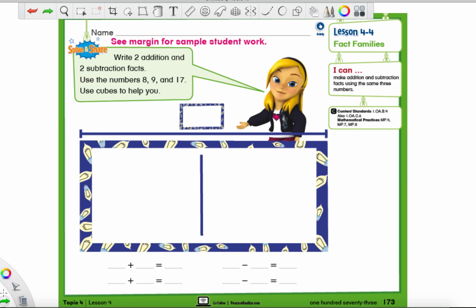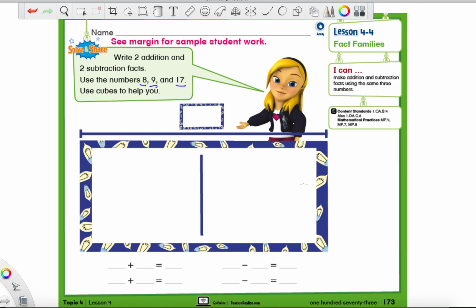Okay, it's all clean. Now, from this point on, you will be writing down what I write. Okay? So it says, write 2 addition and 2 subtraction facts. Use the numbers 8, 9, and 17. Okay, so first let's figure out which is our total number, which is the whole.